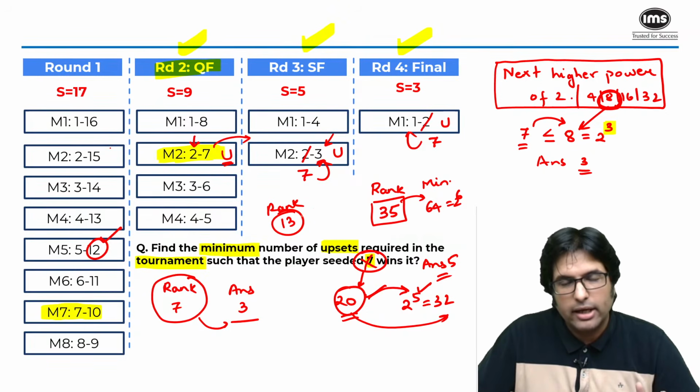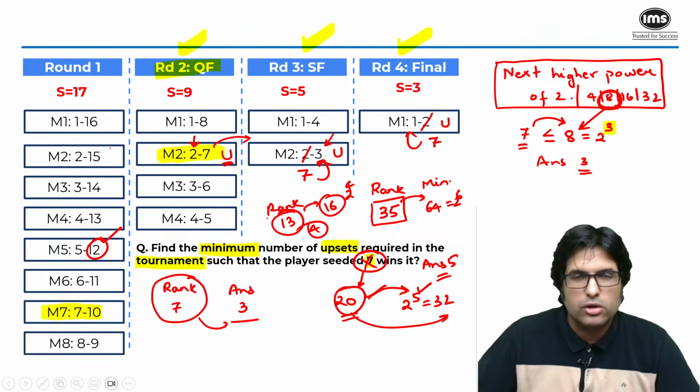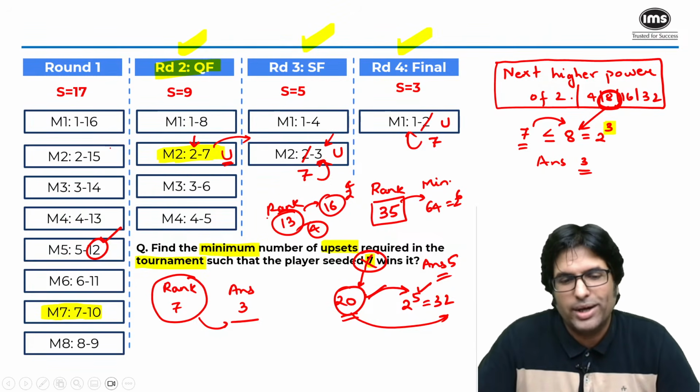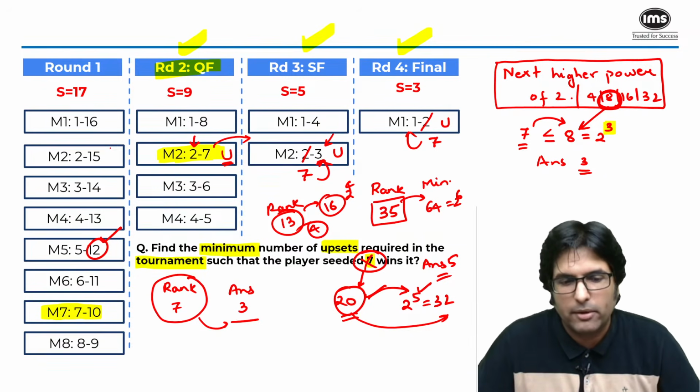Fantastic. Rank 13 would be very good, 16. So this is 2 raised to the power 4. So the correct answer for this question would be 4. So now we have understood a magical shortcut to get the answer within seconds. You throw the number, you get the answer for the minimum number of upsets.